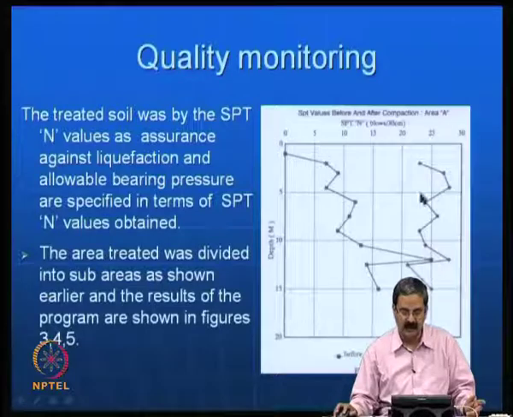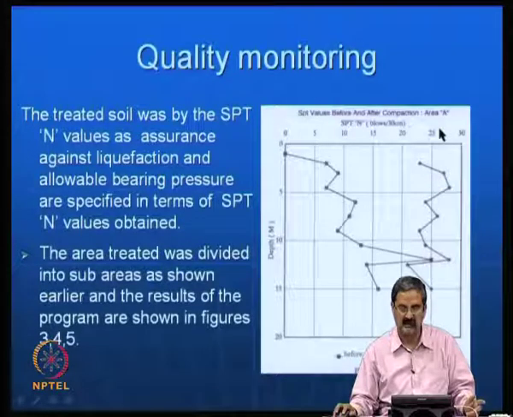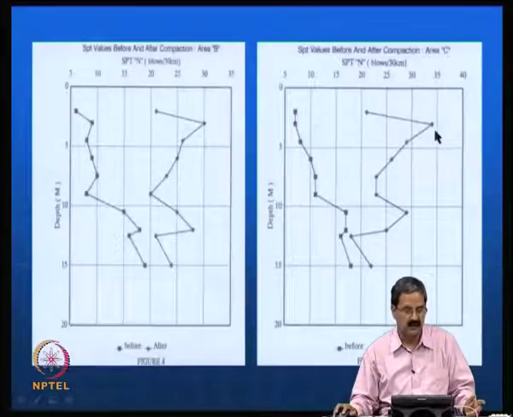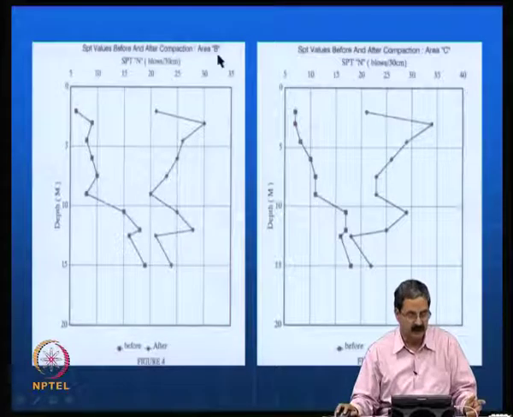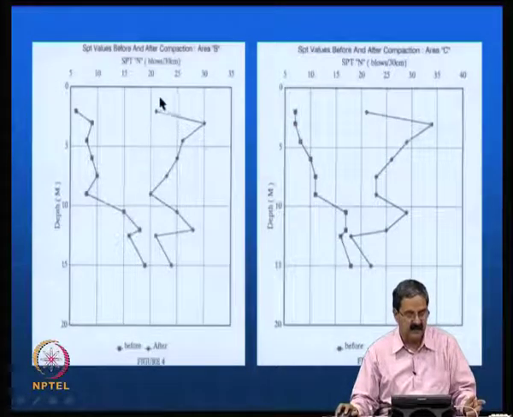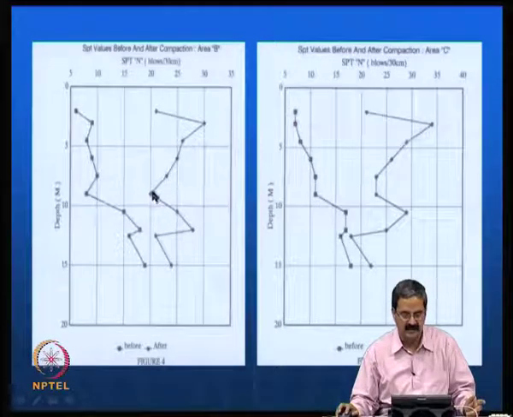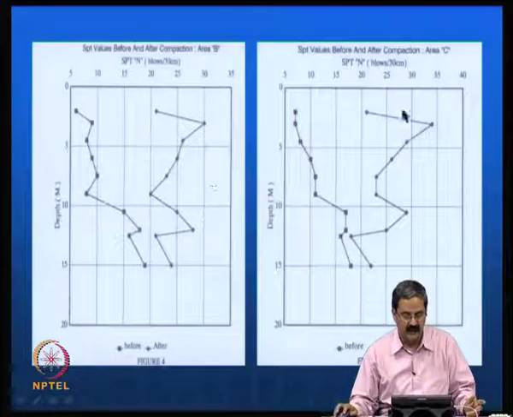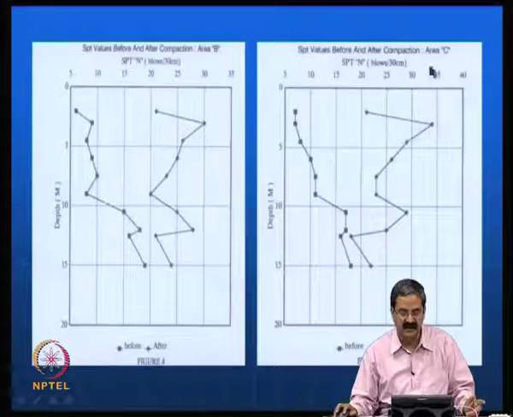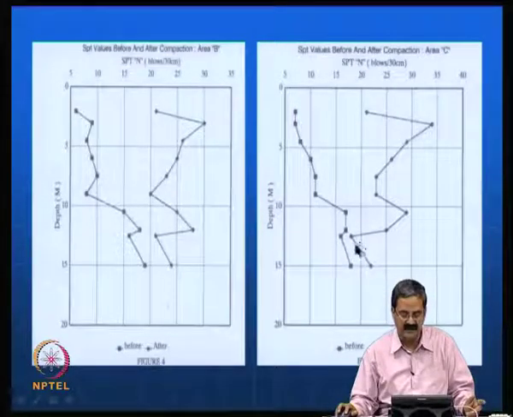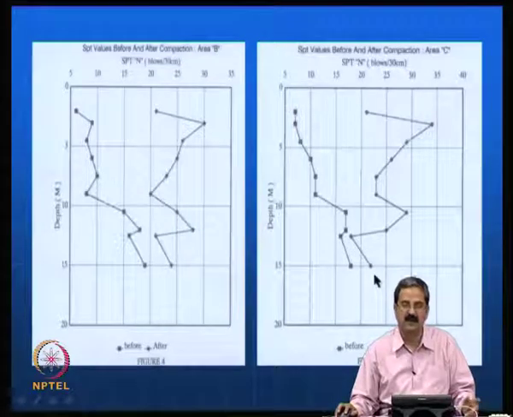So, this is in a particular location, area A. Then in the other location, area B, you can see that it is always more than 20 everywhere. You can just say that at one point it is touching. Here you can see that in area C, there is one point which is somewhat less than 20, but all other points are okay.